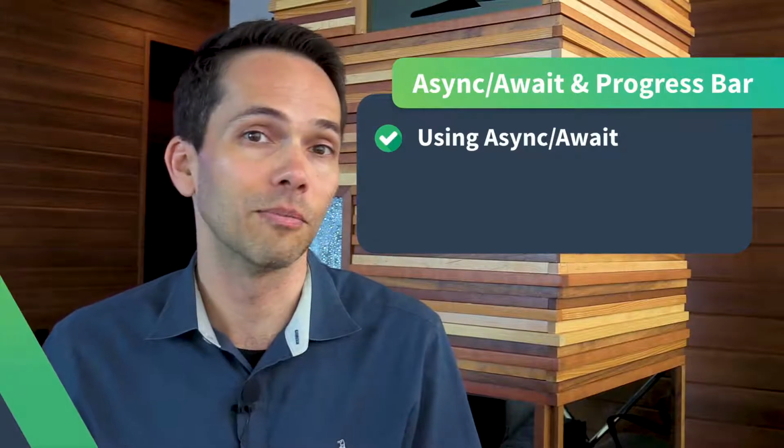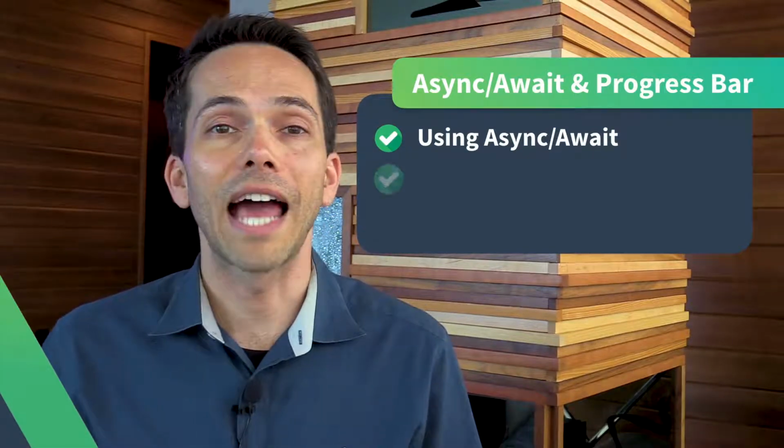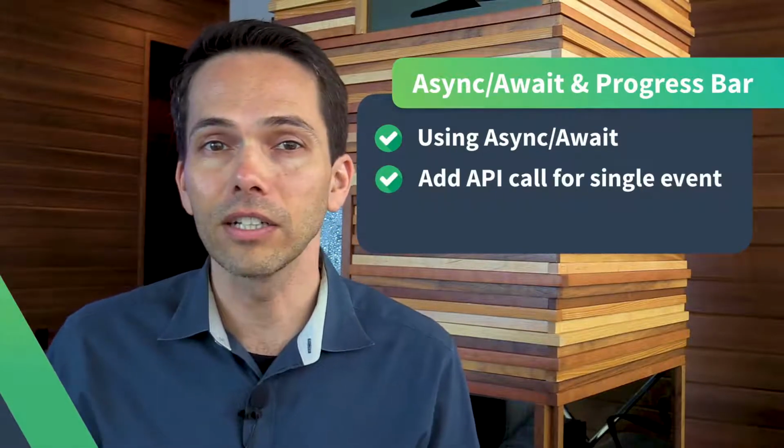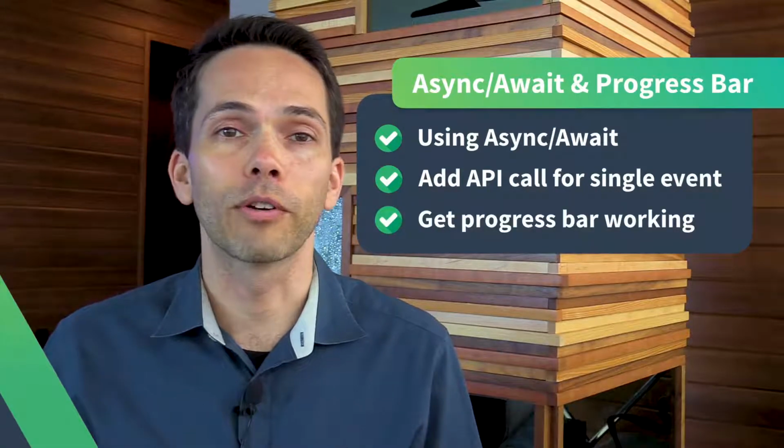Welcome back. In this lesson, we'll be learning about Async/Await and how to set up the Nuxt progress bar. We'll start out by learning how to make an API call using Async/Await instead of using promises, like you might have seen in the last lesson. We'll then add an API call to our single event page and get the Nuxt progress bar working.